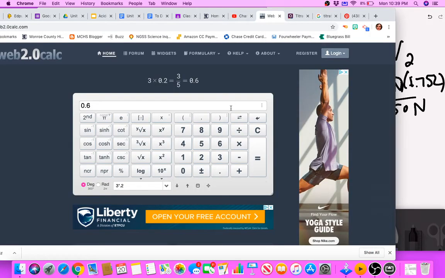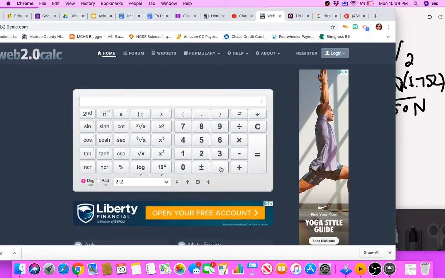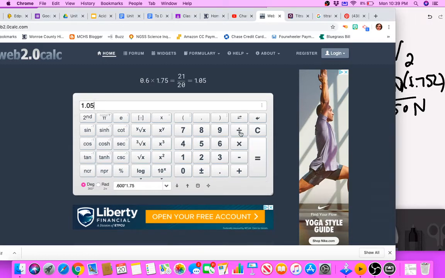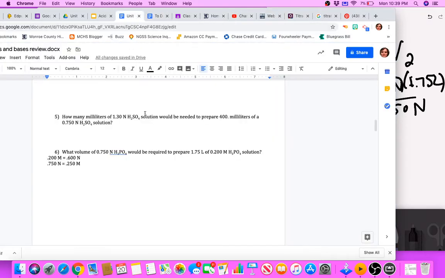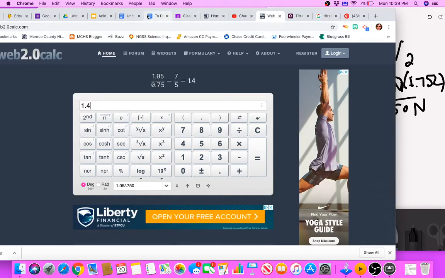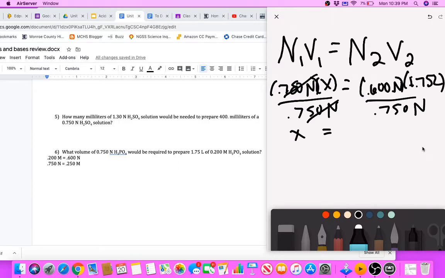So clear this out. 0.600 times 1.75 equals, then divided by 0.750 equals. And our answer that we get is 1.4. Now, if we go back and look at our significant digits, we have 3, 3, and 3. So we need 3 significant digits. We got 1.4, so for that to have 3 significant digits, we have to put 1.40. So that is 1.40, and again, our unit is liters.